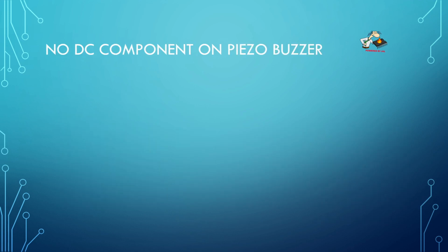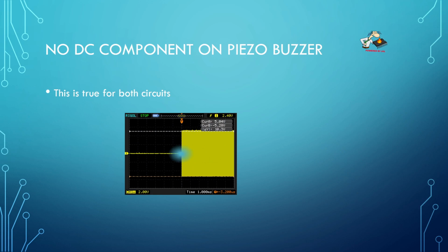And as I said, there should be no DC component on the piezo buzzer, which is true for both the circuits. So if you look at the signal, when it's off, there is no DC component, and when it's on, it's plus 5 volt and minus 5 volt, so 10 volt peak.